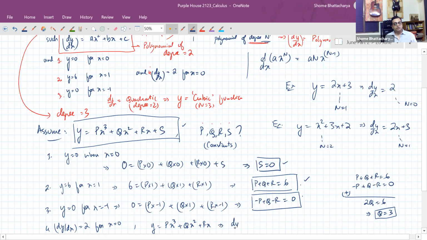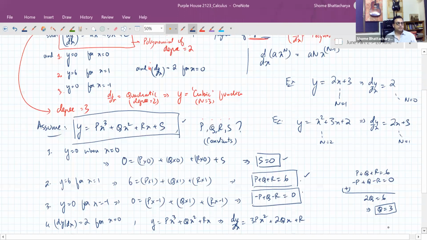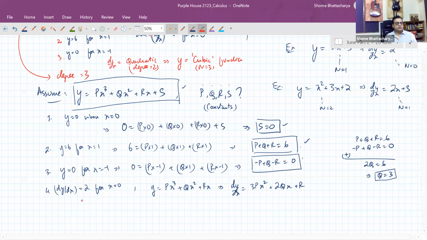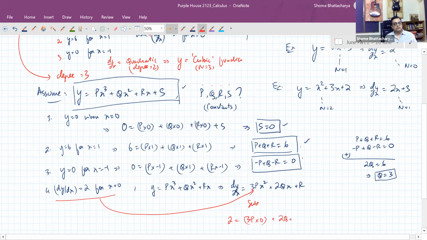So according to our assumption, now what is dy by dx? Dy by dx is the differentiation of this term. So that is 3p into x square plus 2q into x plus r. So this is our value of dy by dx. We'll compare it with ABC again, but this is our value of dy by dx. Now when we substitute this information, we have to substitute it here. So left hand side dy by dx is 2, right hand side x is 0.